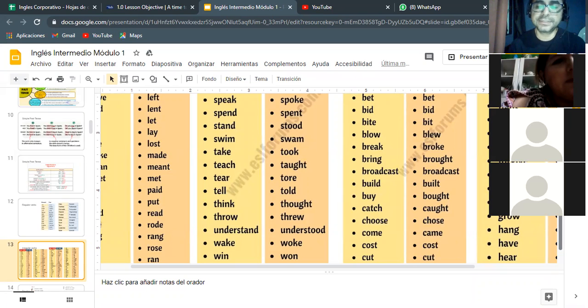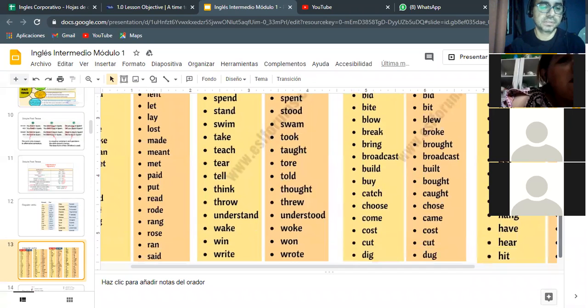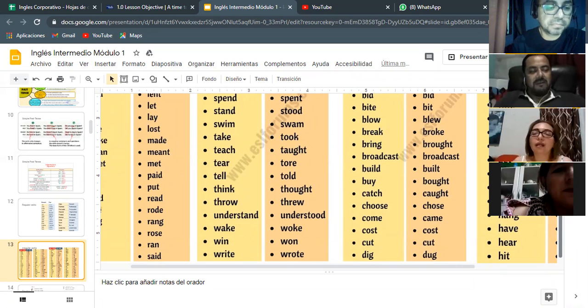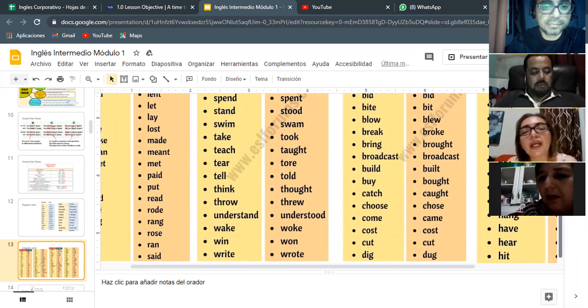Spend, what is to spend? I don't know. Buy a lot of. When I buy a lot of them. Good, when you buy something and you spend money, right? Remember that this is also possible for time. So you spend time with people. So that is possible as well. So spent is going to be for Gisela. Okay. Yesterday, I spent a lot of time to practice English.